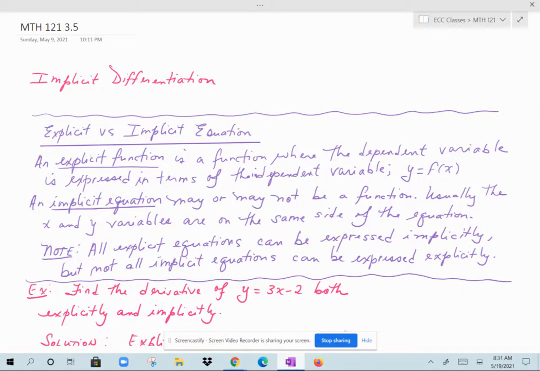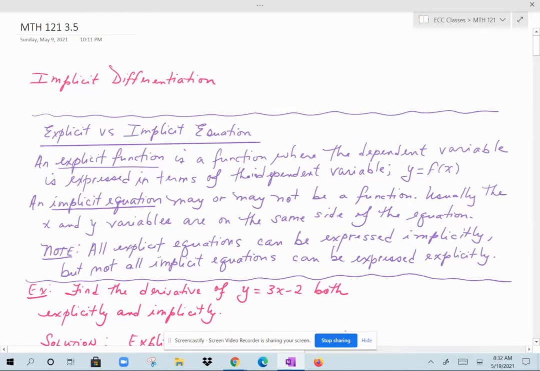Hi, this lesson is about implicit differentiation. Implicit differentiation is a technique to take the derivative of implicitly defined functions. So to understand that, we need to understand the difference between explicit versus implicitly defined functions.